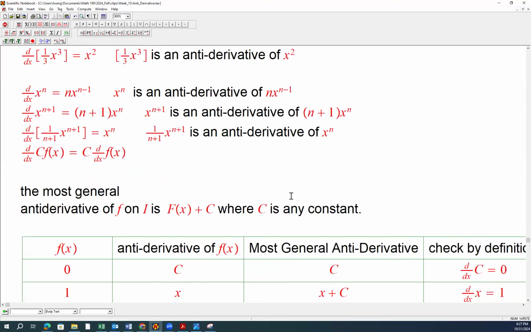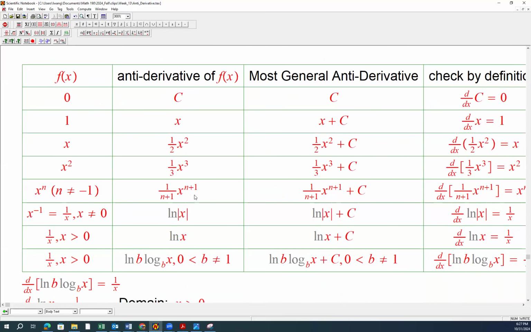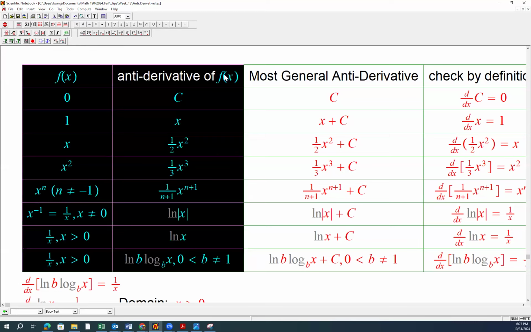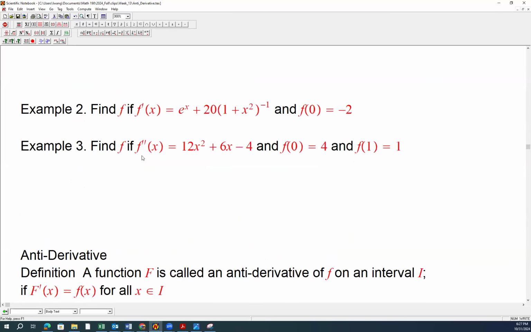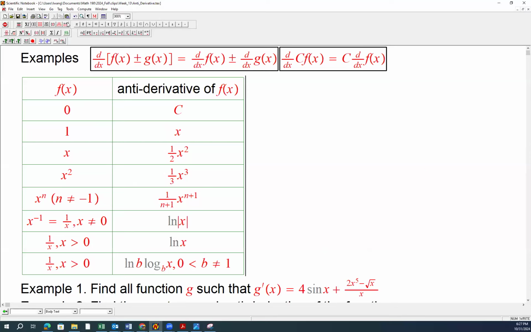Just from the previous lesson, we got these formulas for antiderivatives. For us, the most useful part is really the first two columns, because once we understand the concept and we know the most general form is just to add a constant. So I'm going to bring the formula with us and put it here. So that's the first two columns.